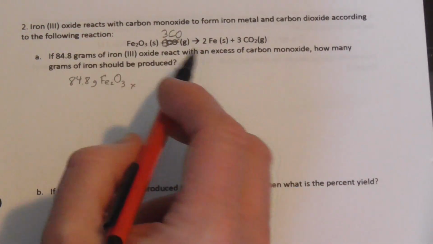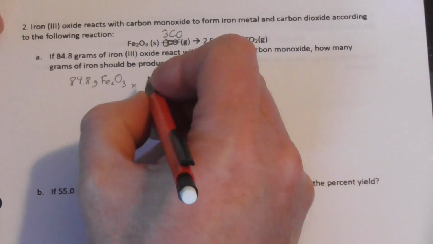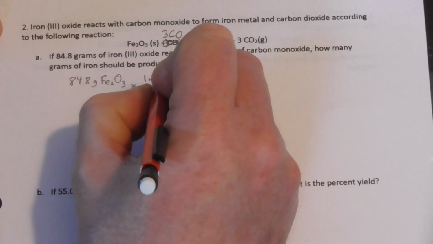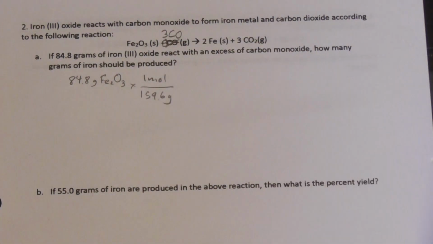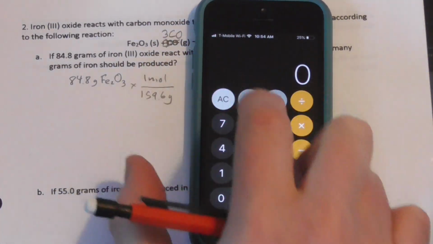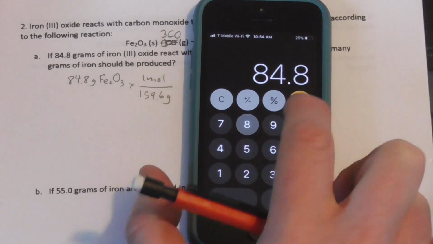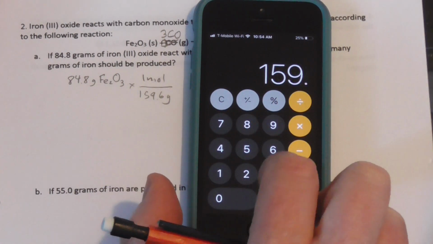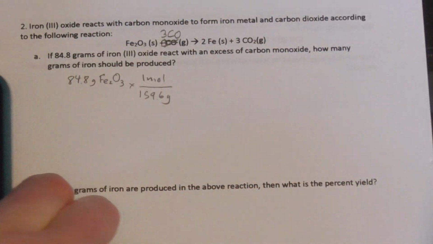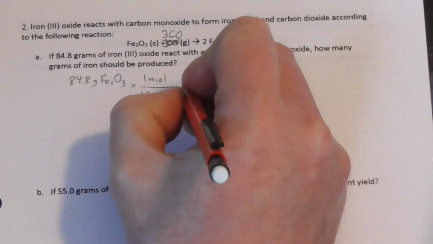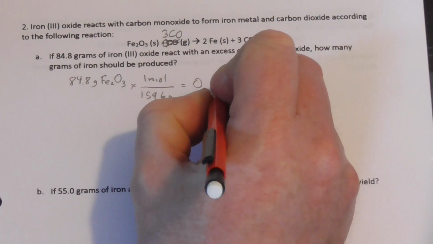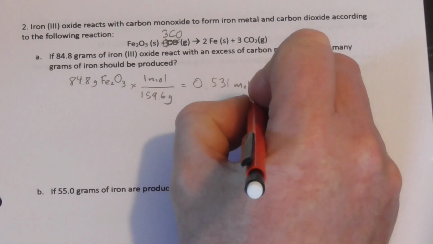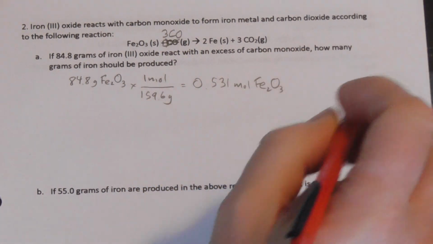And again, always balanced equation and then units to moles. So this would be 1 mole over 159.6 grams. Do the math here. It's 84.8 divided by 159.6. So that's 0.531, we'll call, because we're using 3 digits here. 0.531 moles of iron 3 oxide.